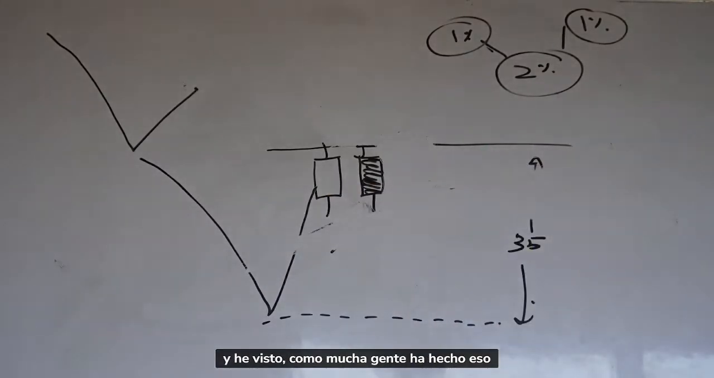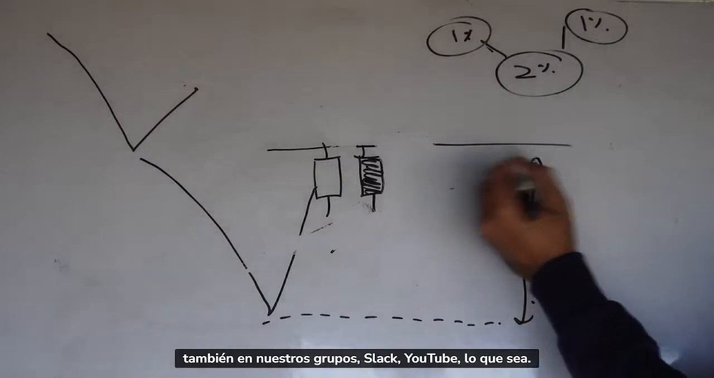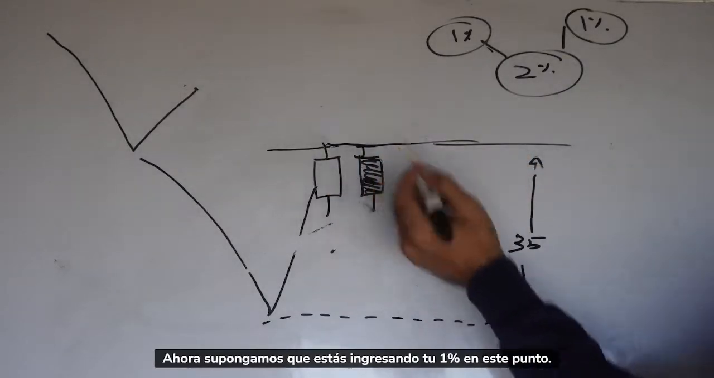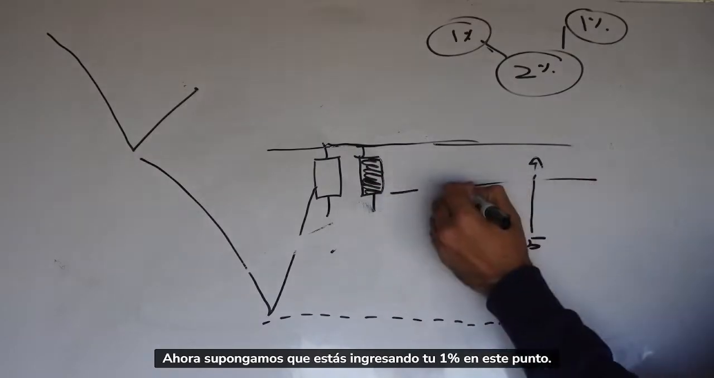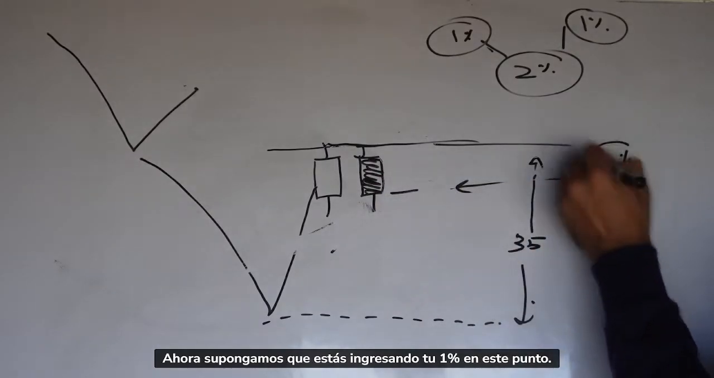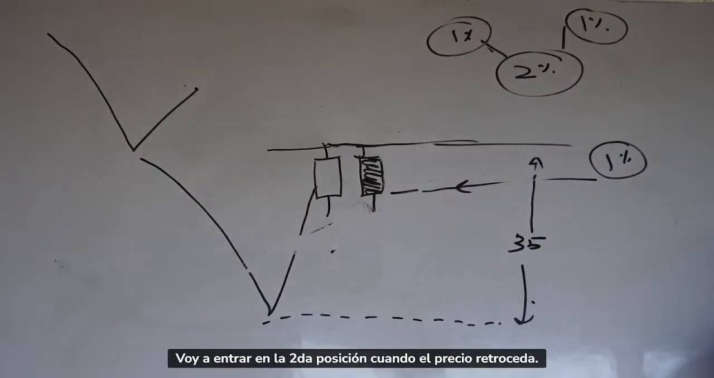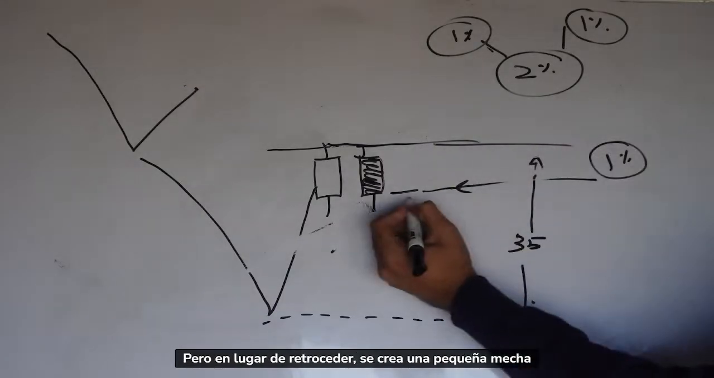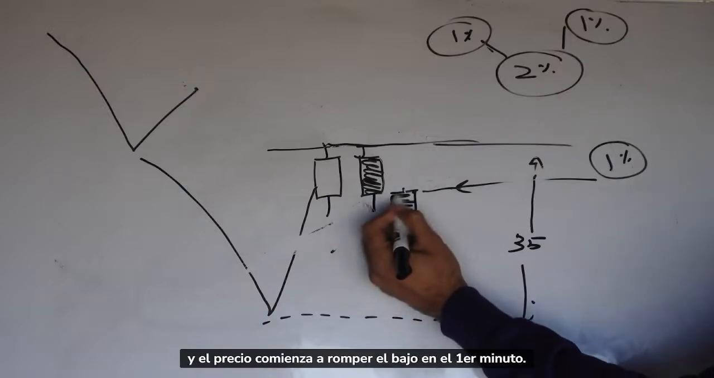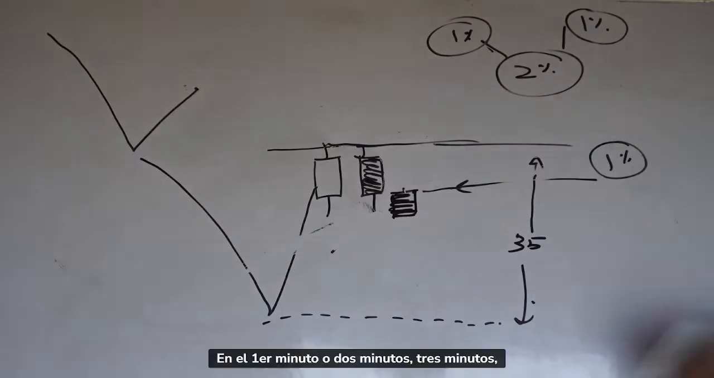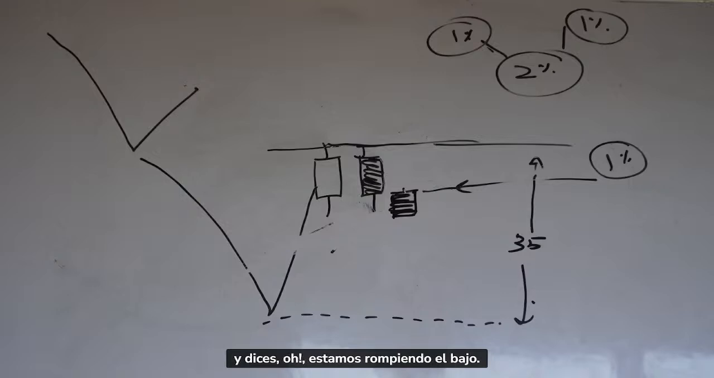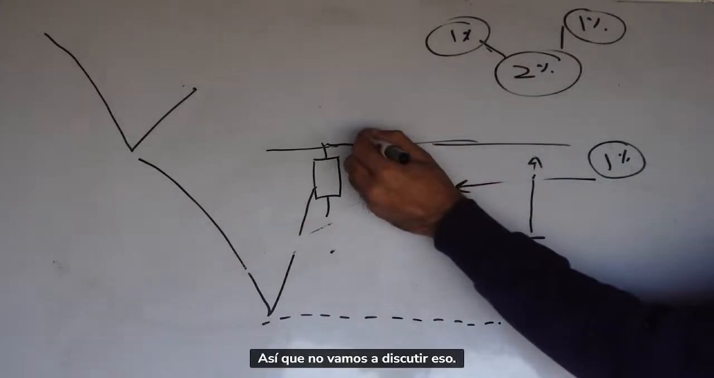And I've seen a lot of people have done that as well in our group, Slack group, YouTube, whatever. Now, let's say you're entering your 1% at this point. First position goes right here. And now you're going to say, okay, I'm going to enter the second position as price retraces, but instead of retracing, we create a tiny wick, and then price starts to break the low. In the first minute, or 2 minutes, 3 minutes, whatever, price starts to break the low, and you're like, oh, we're breaking the low. I don't know if it's breaking the low to retrace up. If it retraces up, that's a whole other thing, right? So we're not going to discuss that.